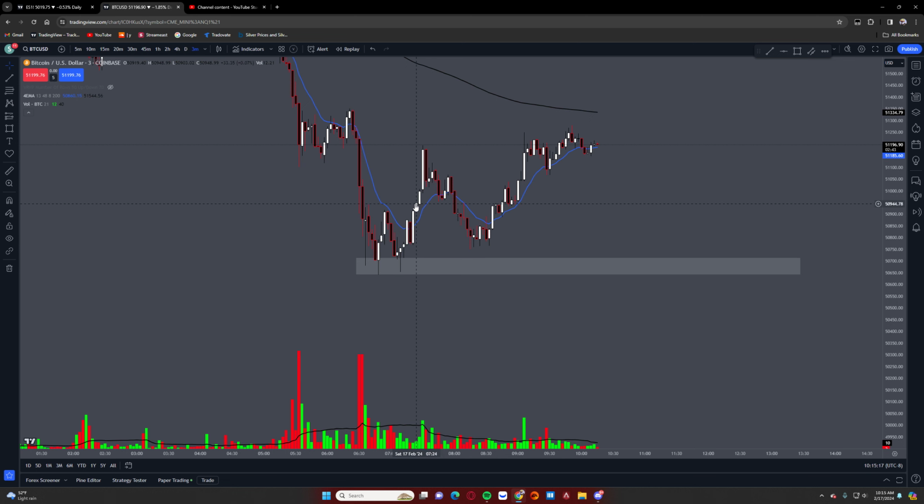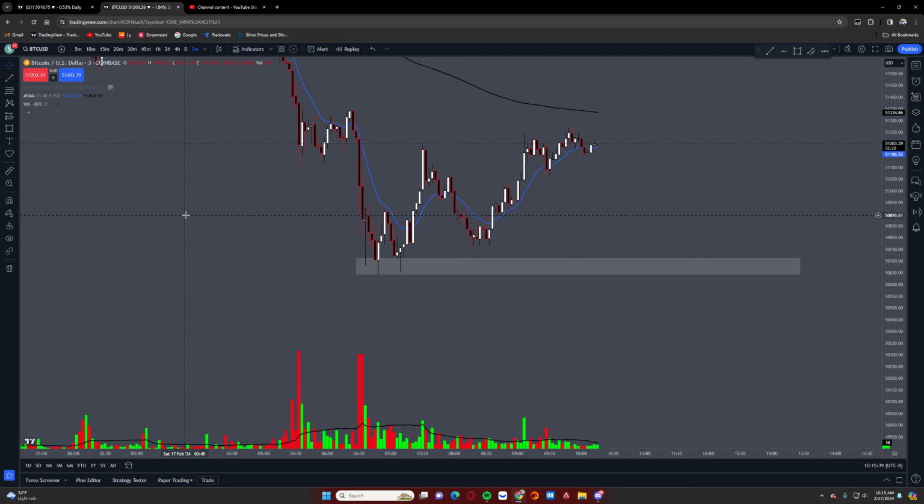Now, essentially, for this type of setup, what you're waiting for and what you're looking for is for price to dip back into the supply zone, and you play the reject, you play the support. You're basically just playing the move off of this zone.